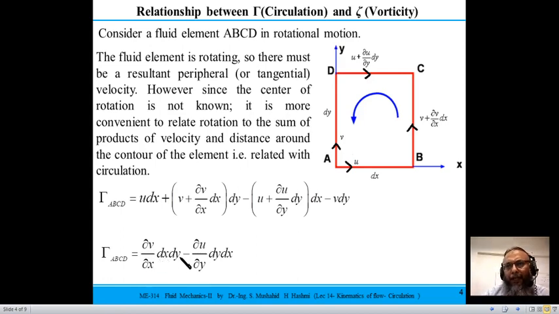So you see dx dy is common here. What I can do is make it common. So this would be an area, because dx and dy would be the area of this fluid element. So circulation would be this part in the bracket times the area of the element, or actually not the element, the whole closed contour. So the closed contour is actually a combination of several elements.